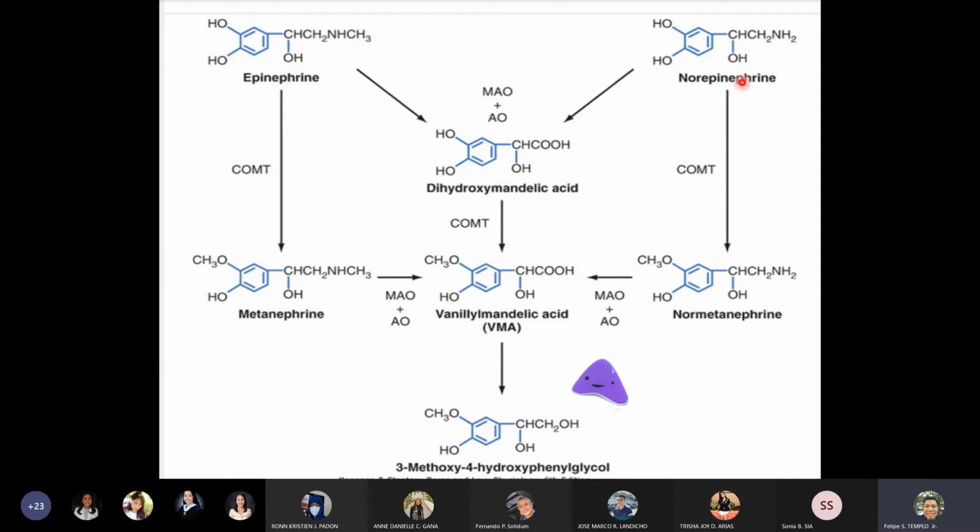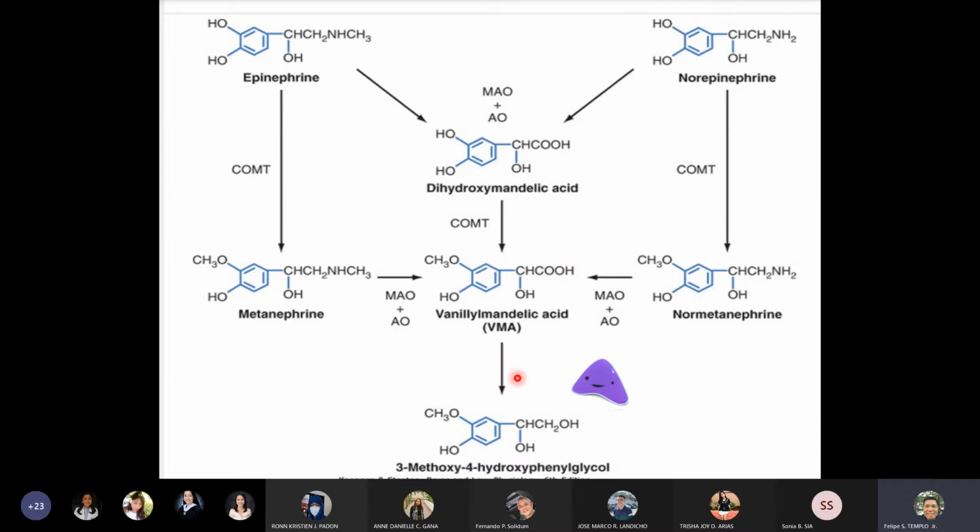So your epinephrine will be catabolized by your COMT. As mentioned earlier, the epinephrine will become metanephrine, and the norepinephrine will become normetanephrine. In the olden times, these were not measurable in your urine or blood. So before, we needed the next metabolite, which is VMA or vanillylmandelic acid, which is measurable in your urine. And this is necessary in the diagnosis of pheochromocytoma, which is a tumor of your adrenal glands.